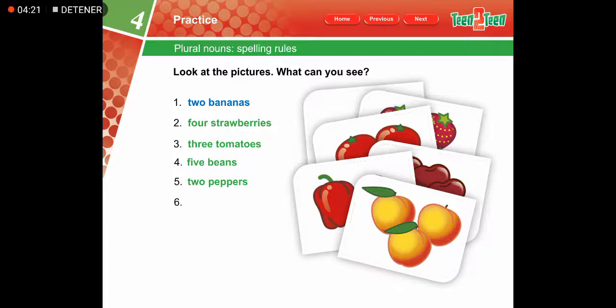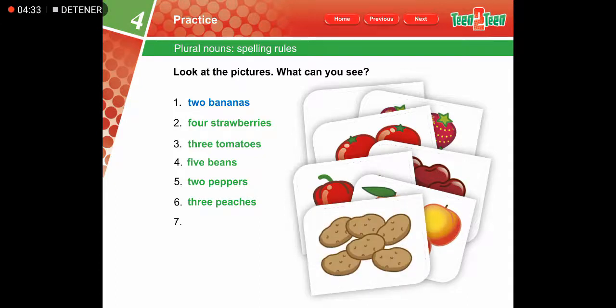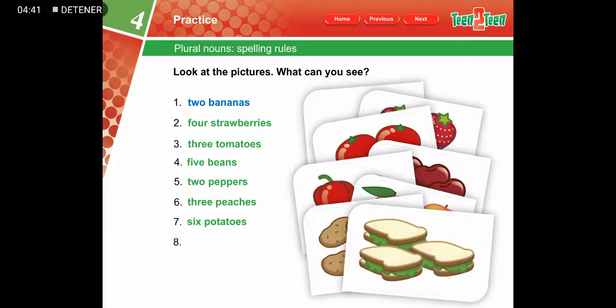Orange. 3 oranges. Oh, these ones are peaches, right? Yeah, it looks like orange. Parecían naranja, ¿verdad? Then the next one, potato. 6 potatoes. Number 8, sandwich. 3 sandwiches.